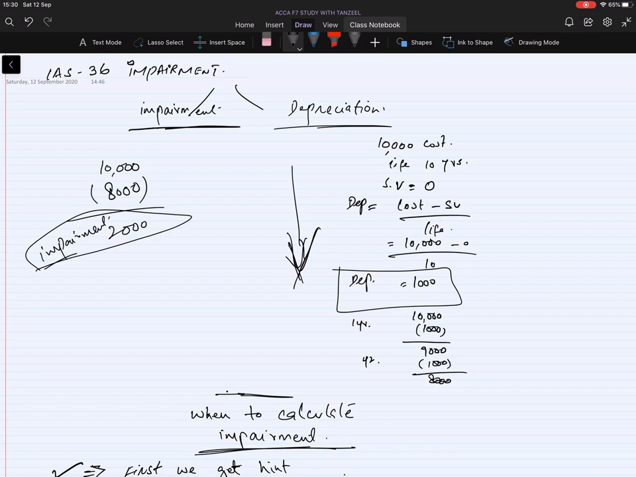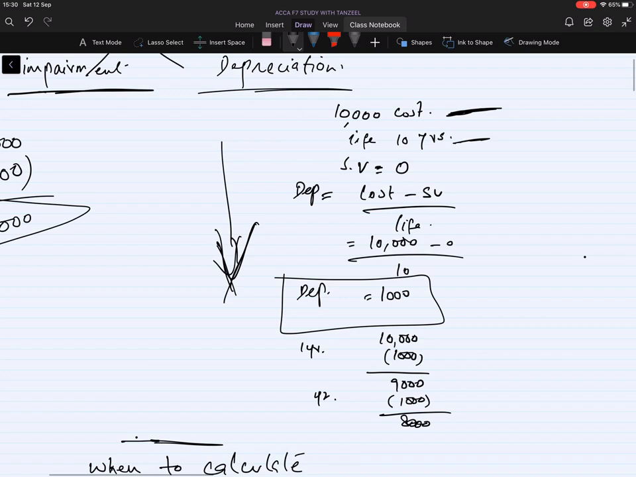So this is systematic. If you see my example here, the cost is 10,000 and the life is 10 years, and scrap value is 0. The formula to calculate depreciation is the cost minus scrap value, if any, divided by life. So in this question we have 10,000 as a cost, minus scrap value, which I assume is none, divided by 10 years. So every year you have a depreciation of 1,000.